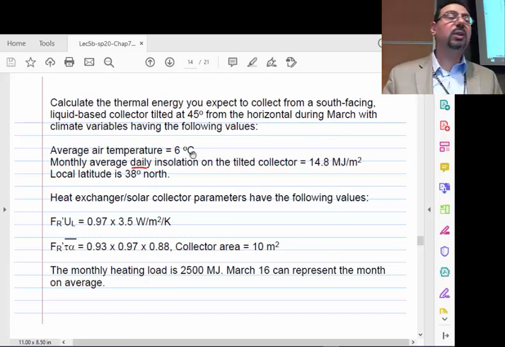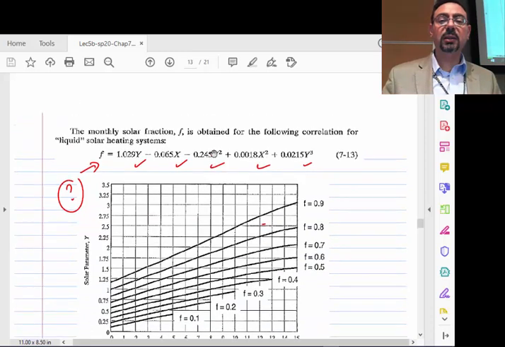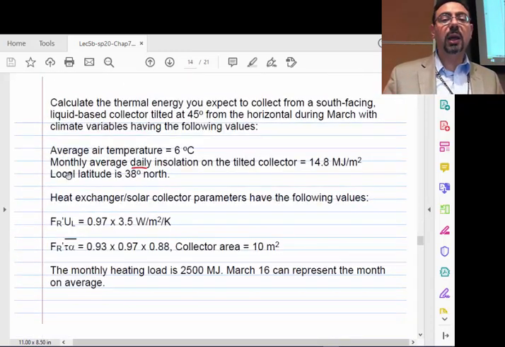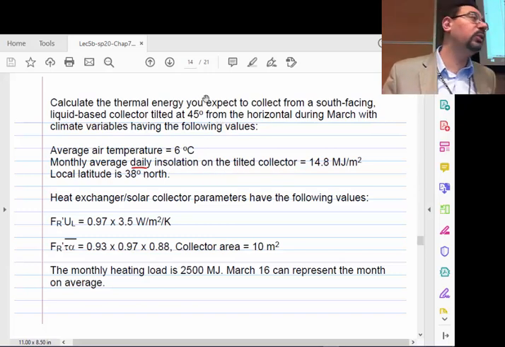The average air temperature is 6 degrees. What is that? That's the average air temperature over here, 6 degrees. The monthly average daily insolation, he already did the job for us. We could have gone to the table and gotten this number, but he said that it is 14.8 megajoule per meter squared, not millijoule, right? Megajoule per meter squared.